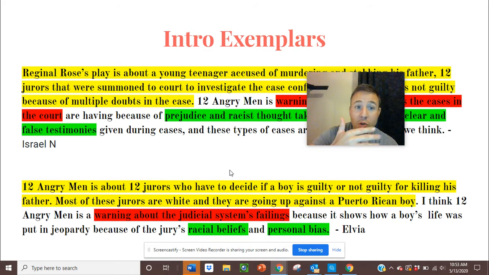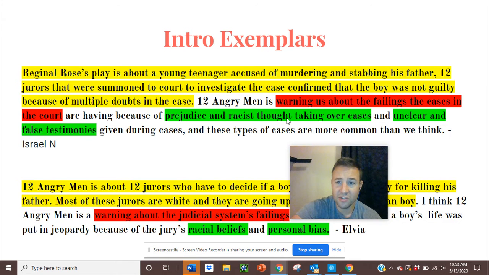All right. So use Israel and Elvi as examples as a guide as you put together your own intro paragraph. I want to really shout out Israel too, because his two reasons that he thinks the play is a warning are very different. He looks at the juries themselves being prejudiced and racist, but then he also looks at a completely different thing, which is witness testimony. So by using two totally different examples in his assertions, he's really proving why he thinks this is a warning overall.